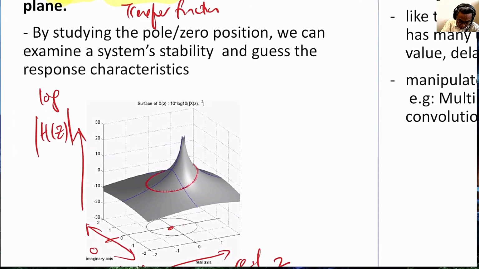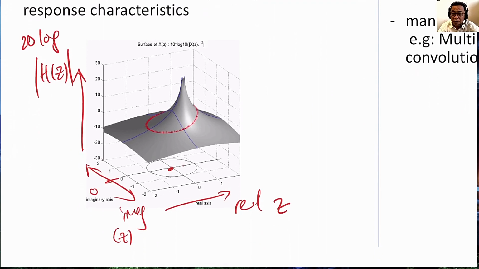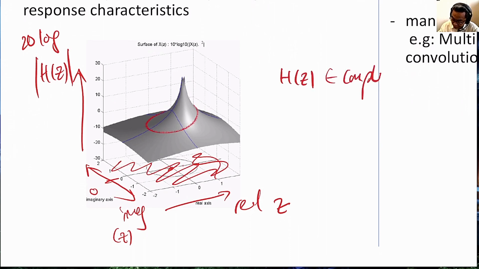Now, once you have h, to get H(z), you plot H(z) in the entire Z plane. So this is the entire Z plane below. And for every value, you'll get H(z). And H(z) is a complex number. And since the complex number has two values, we cannot plot four-dimensional. So what we do is that we plot the absolute value of H(z).